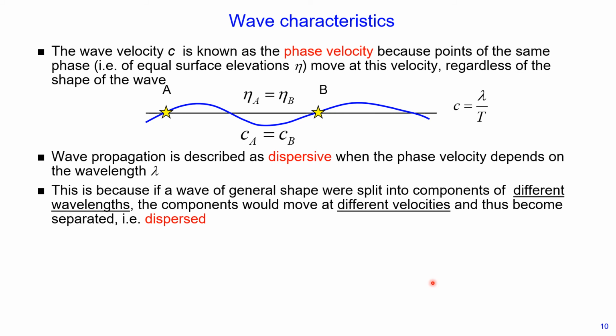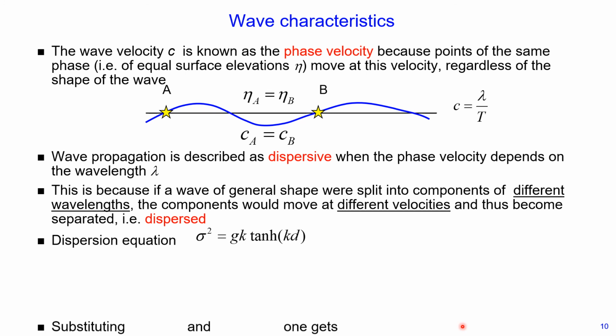And the dispersion equation relates wave circular frequency, sigma, with wave number and also the water depth. And this is the dispersion equation. Wave circular frequency to the power 2 is equal to gravity multiplied by wave number multiplied by hyperbolic tangent, and under the hyperbolic tangent sign we have wave number multiplied by water depth.